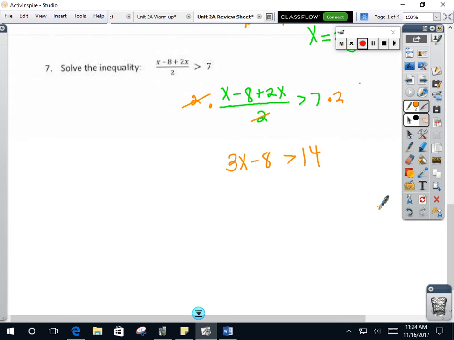Okay, now what do we do? Right? So 3x is greater than 22. And now what do we do? Divide by 3. So x is greater than 7.33. We'll just round it to the hundredths place.